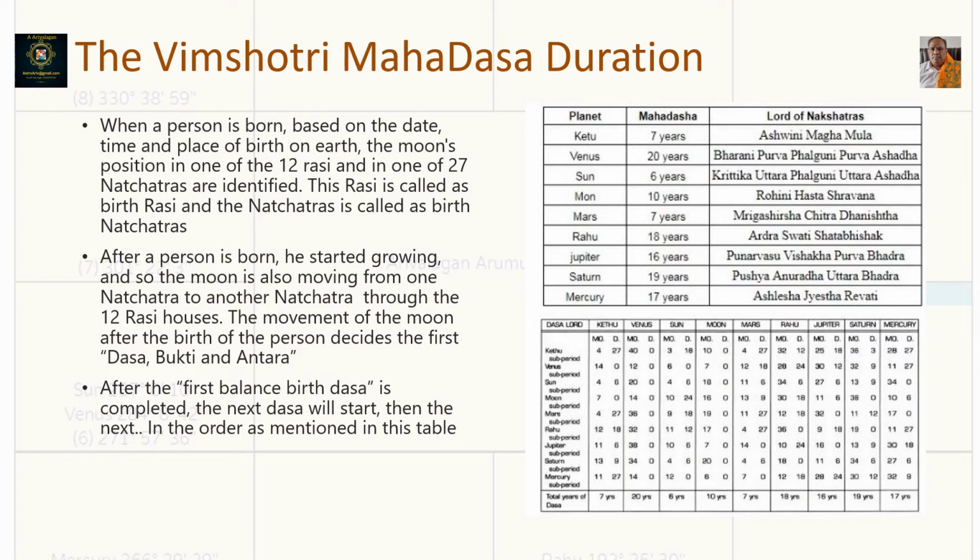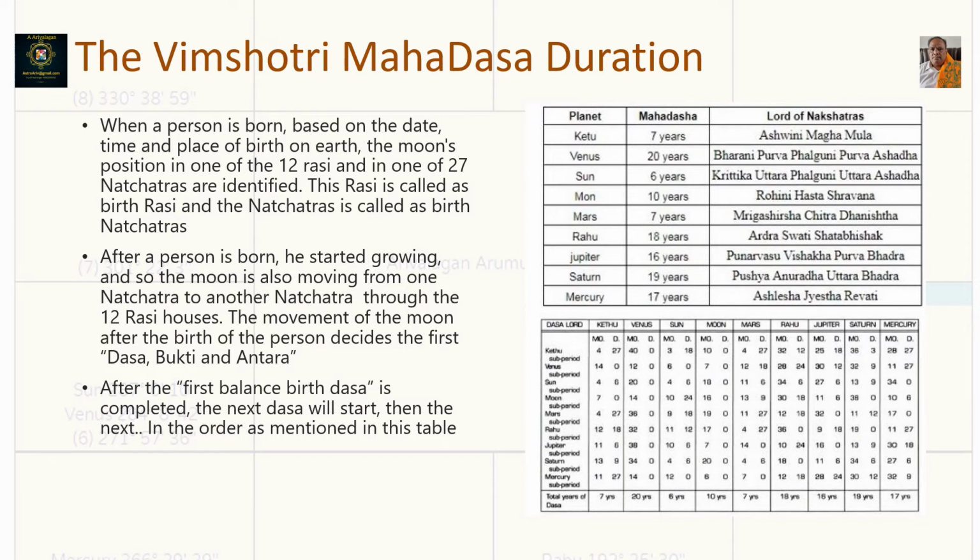Suppose a person is born in the Rishabha Rasi, in the Rogini Natchatra at this location. Because this Natchatra has got 10 years time, based on the degree point between the start and the point where the moon was located, which we know exactly from the software, that pinpoints the remaining years of Dasa available for him.